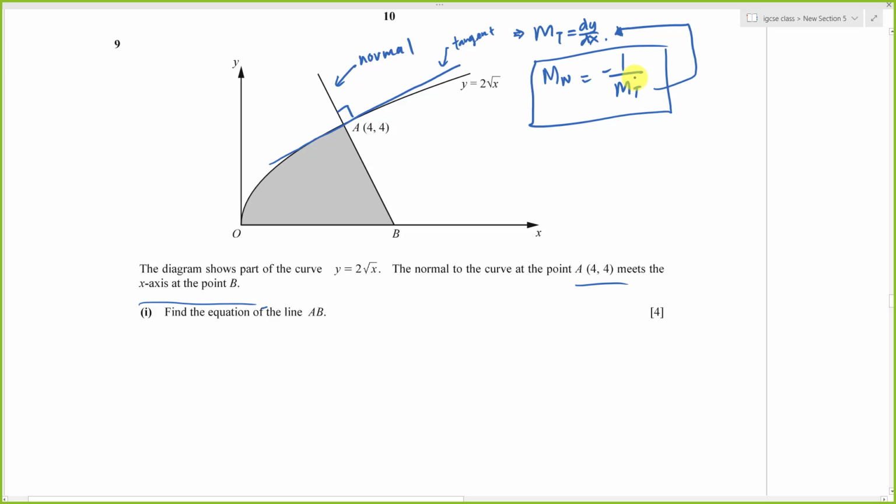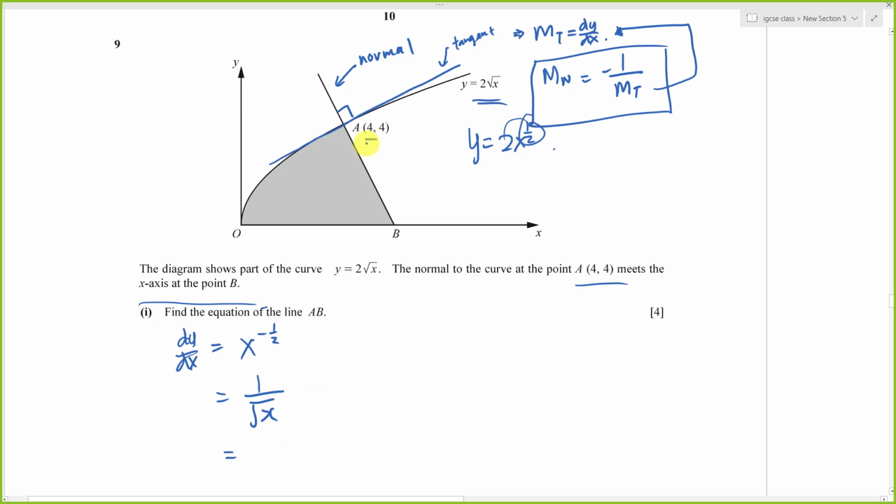Okay, so let's go into this question. They ask me to find the equation of line AB. In this case you don't have the equation of normal, you need to find it yourself. So we do dy/dx first, definitely, to get the gradient of tangent. Differentiate this one. This is 2x to the power half, so I move the half to the front and multiply by 2, and x to the power negative half. 2 times 1 over 2 is 1. So this is 1 over square root x. This is my dy/dx.